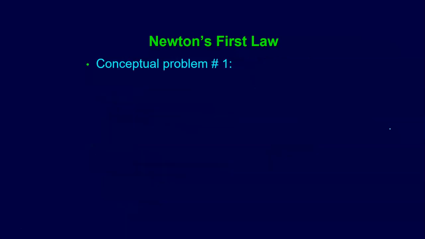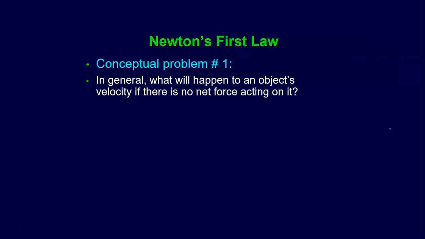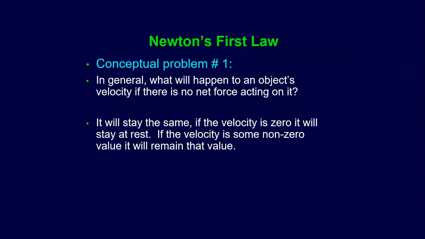So let's look at a conceptual problem. In general, what will happen to an object's velocity if there is no net force acting on it? So take a second and think about this, and then we'll talk about it. Okay, so hopefully you thought about this and got an answer along the lines of that it'll stay the same. So if the velocity is 0, it'll stay at rest. If the velocity is some non-zero value, it will remain that value.